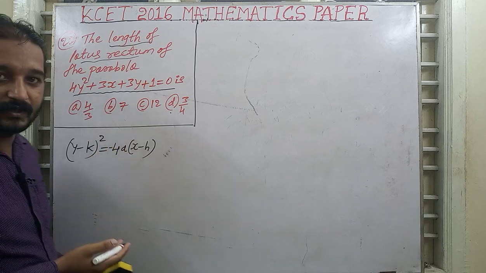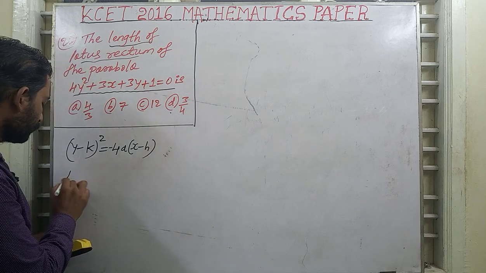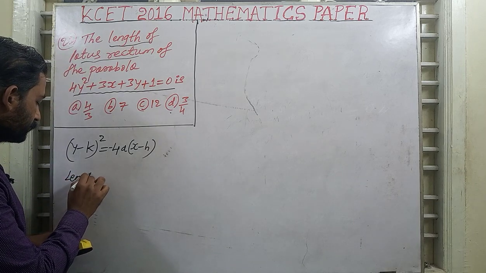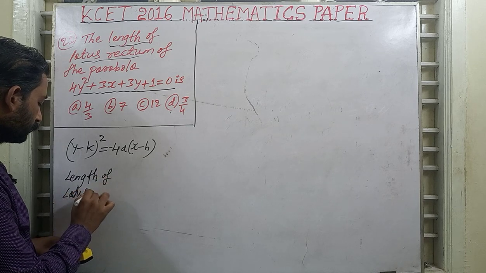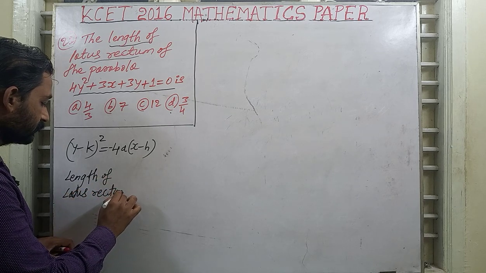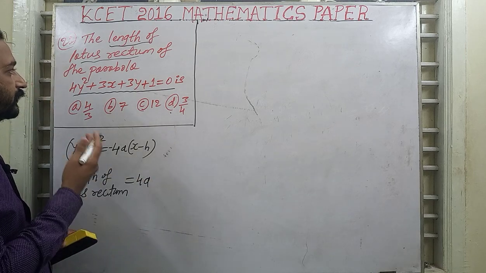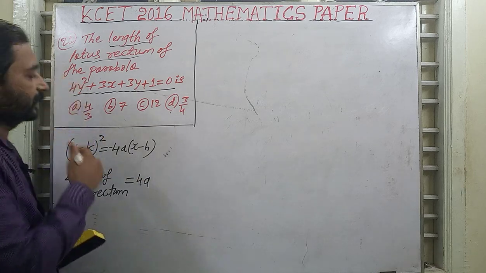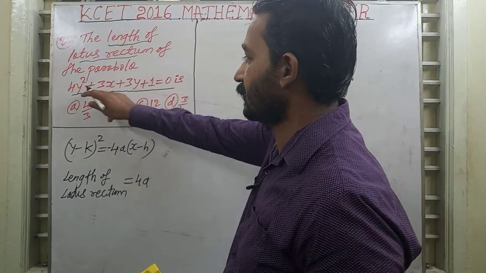4a is nothing but what? In this case, the length of the latus rectum. So the length of the latus rectum is 4a. So using these two formulas, we have to find the length of the latus rectum. Now let us take the given equation.